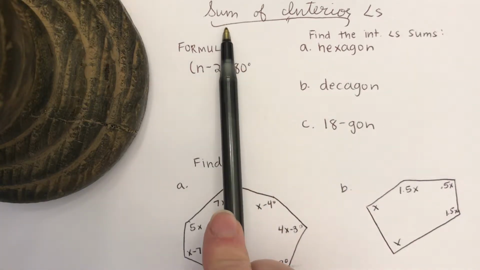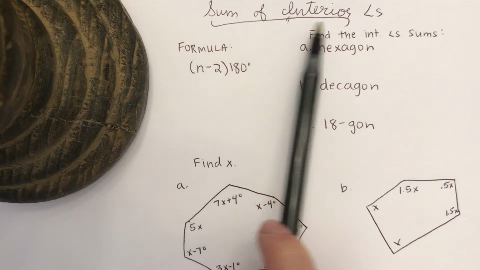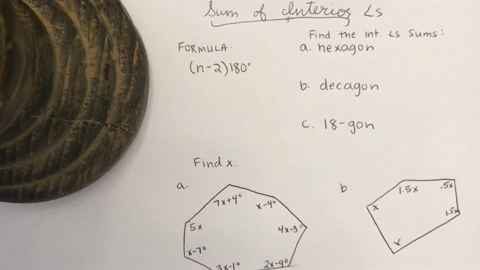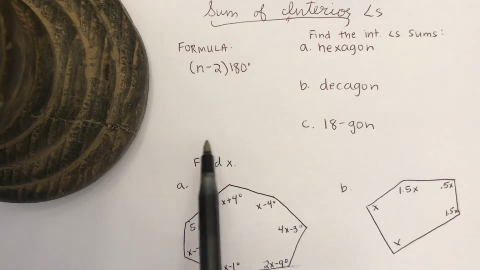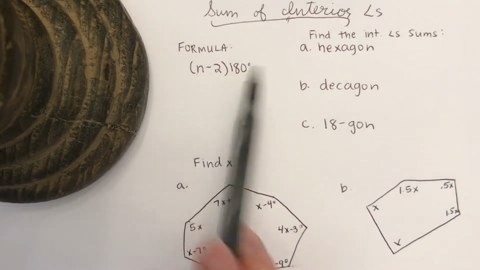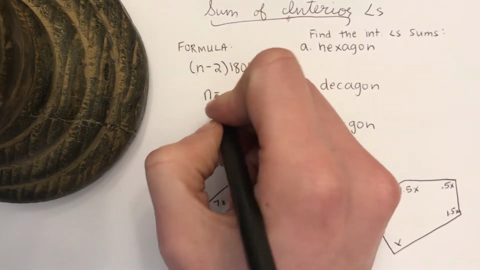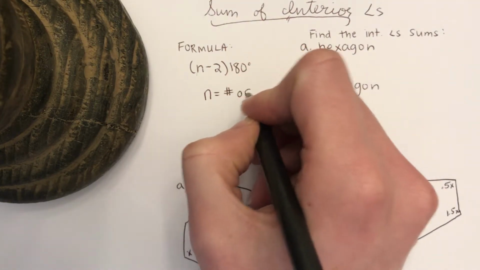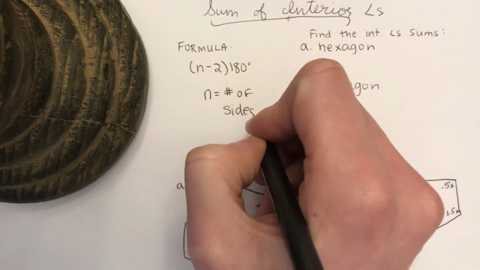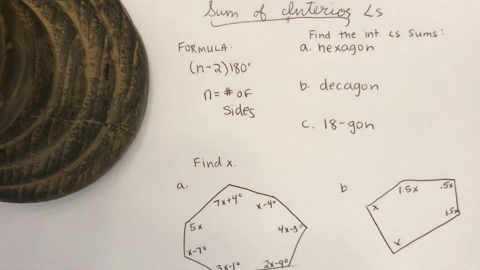Again, sum means adding up. So if we're looking for the sum of the interior angles, we're looking for how many degrees it is going to total if I add up all of the angles within a polygon. This number changes depending on the number of sides. So we have this formula, n minus 2 times 180, and just as a reminder, n is the number of sides. So we're going to take the number of sides, subtract 2, and then multiply it by 180 degrees, and that will give us our answer.